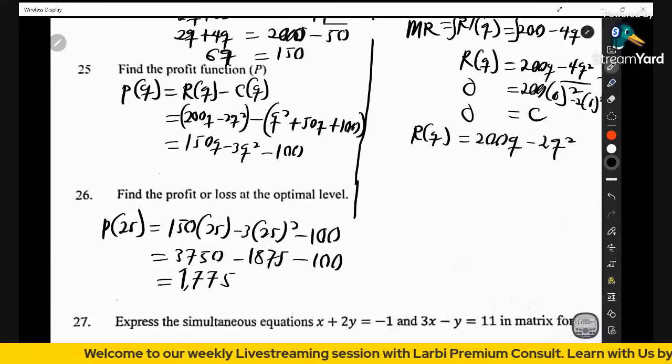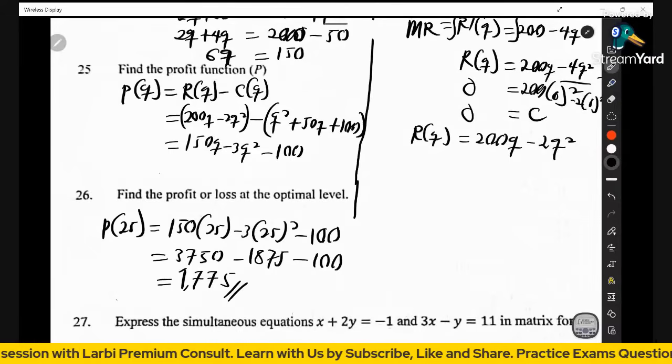1775. So 1775 being the profit at the optimal level. So let's take note of that.